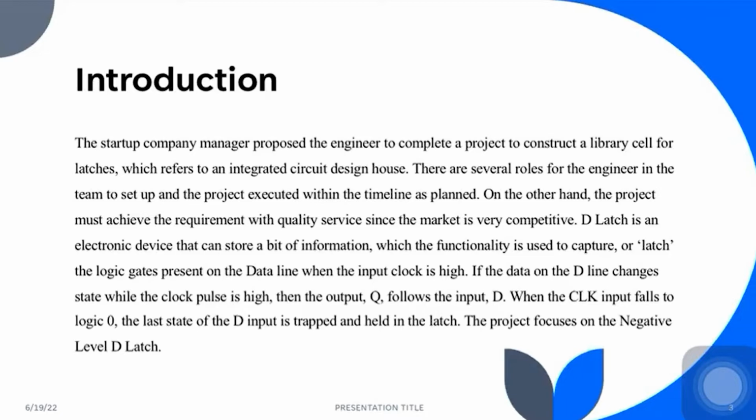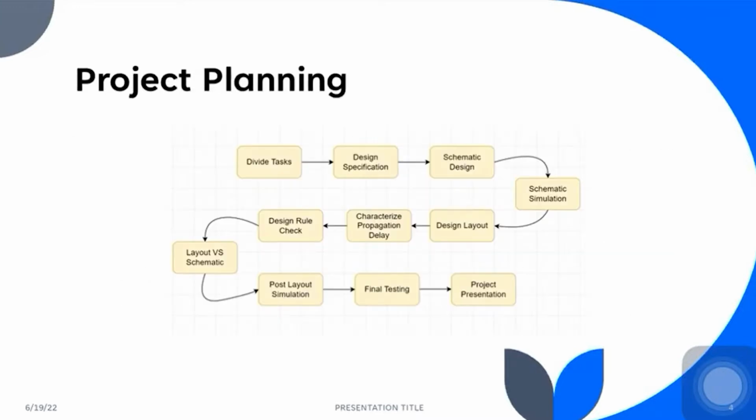In general, a D-Latch is an electronic device that can store a bit of information. Its functionality is to capture or latch the logic level present on the data line when the input clock is high. If the data on the D line changes state while the clock is high, then the output Q follows the input D. When the clock input falls to logic 0, the last state of the D input is trapped and held in the latch. The project focuses on the negative level D-Latch.